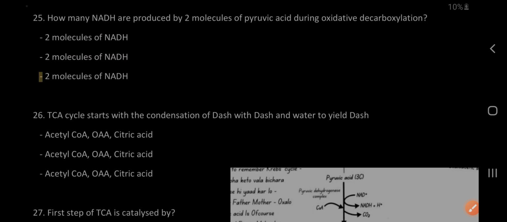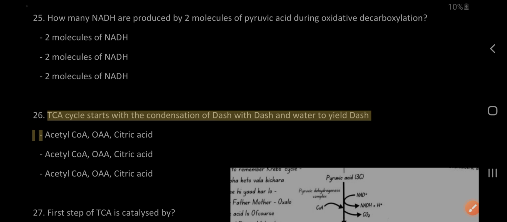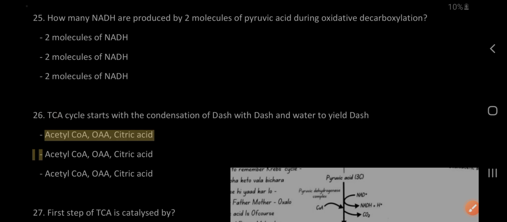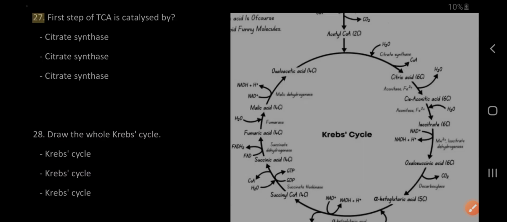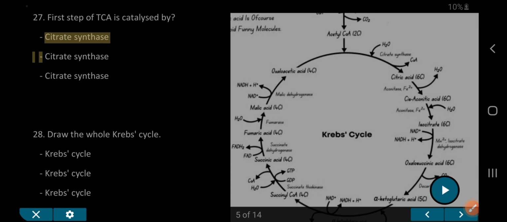26. The TCA cycle starts with the condensation of acetyl-CoA with OAA and water to yield citric acid. 27. The first step of TCA is catalyzed by citrate synthase. 28. Draw the whole Krebs cycle.